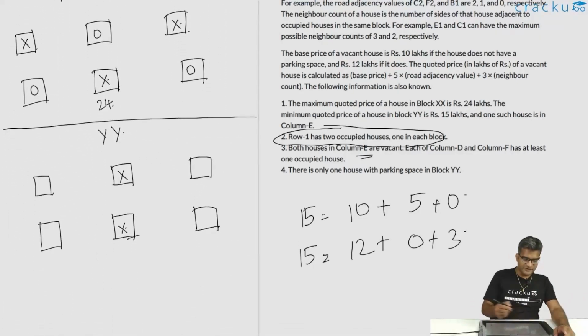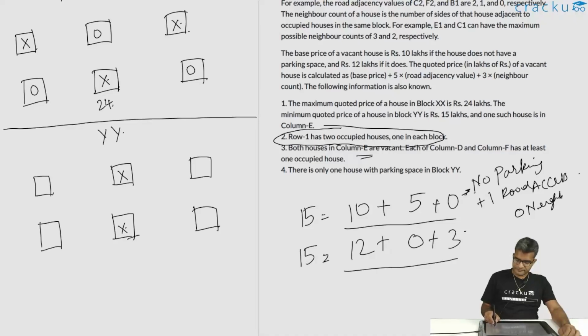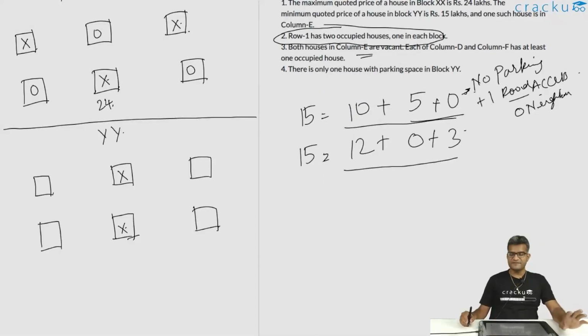Now, if you are looking at YY as 12 plus 0 plus 3, what does this imply? Or if you are looking at 10 plus 5 plus 0, what does this imply? This implies that this flat has no parking, this has one road access, and this has no neighbors. If this is the split of 15, it would imply that the empty flat should have road access. So that means it has to be E2.